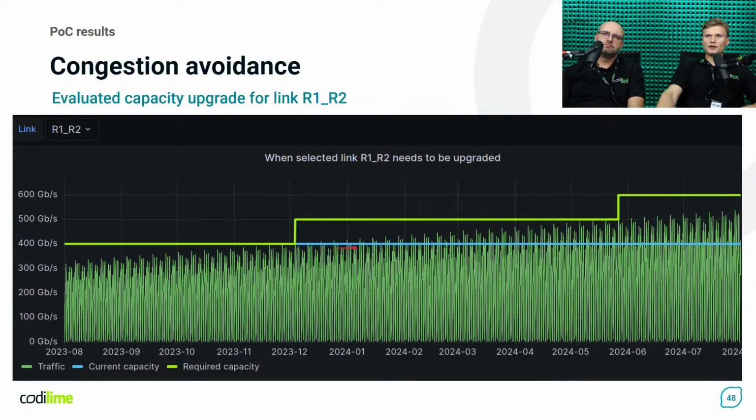And the blue line represents current capacity. And the lime one represents the required capacity to not have any overloads on this link. So we can see here two steps. That means we should upgrade the link here by 100 gigabits per second. The first upgrade is December this year, and the second upgrade is June next year.